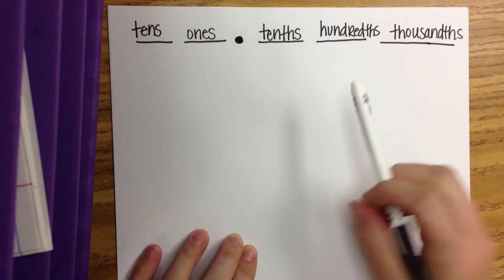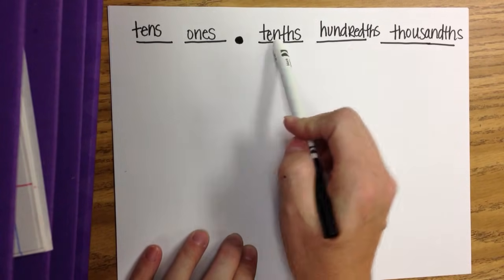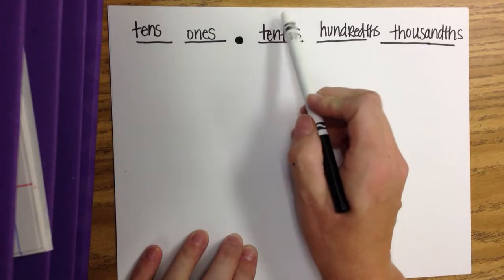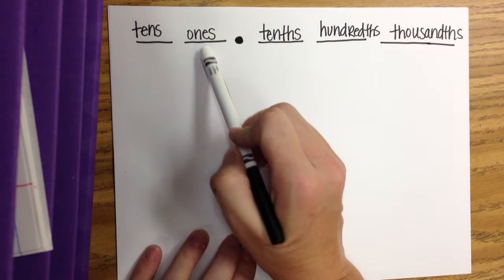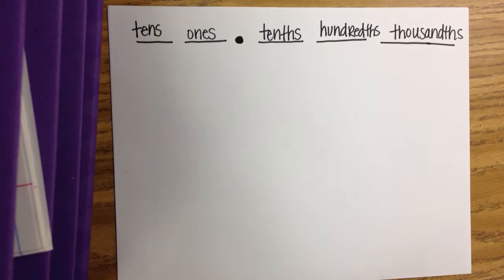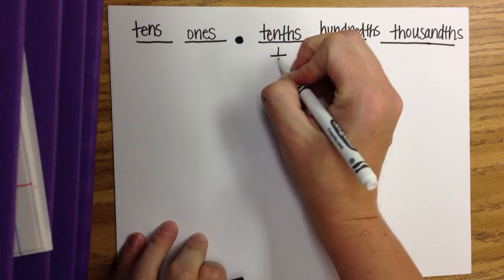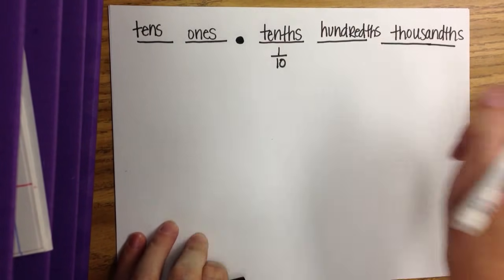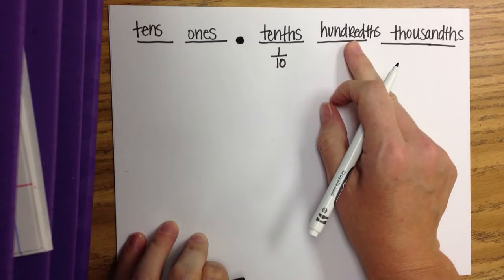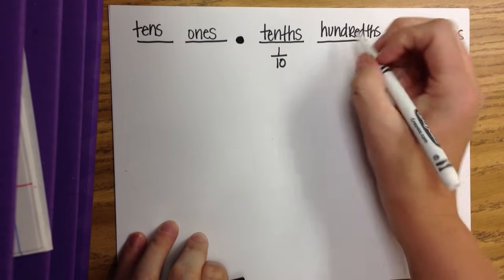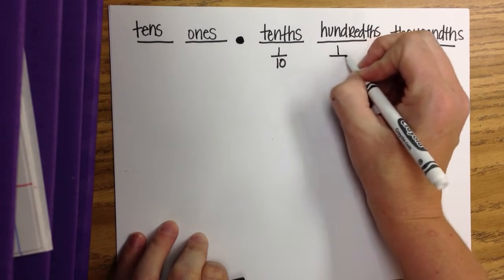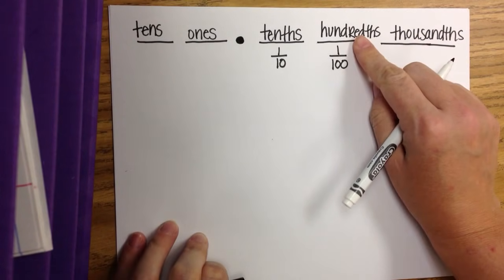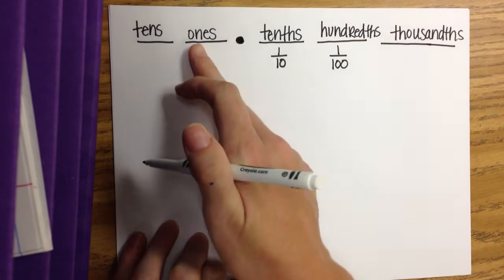To the right of the decimal, we've already discussed that this is the tenths place because it takes 10 of these pieces to equal one whole. So in the tenths place, we can also say that this is 1/10 of the whole. The second place to the right of the decimal is the hundredths place. We call it the hundredths place because it is 1/100th of the whole.